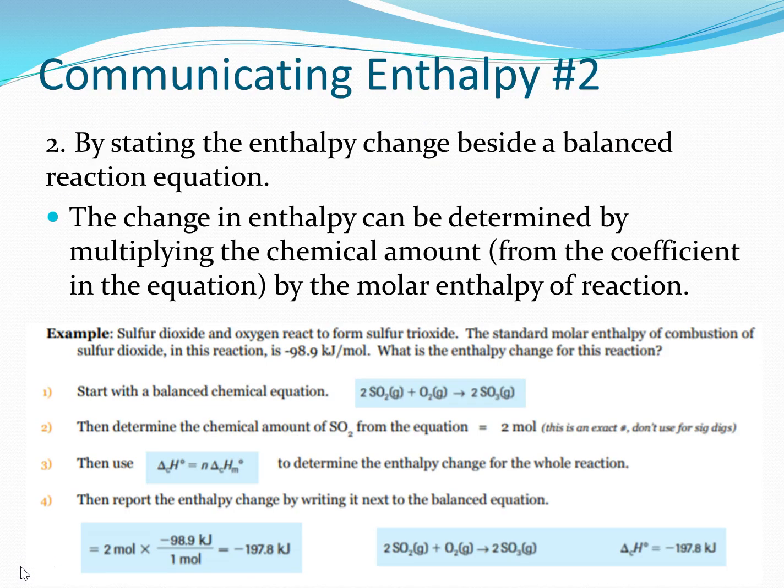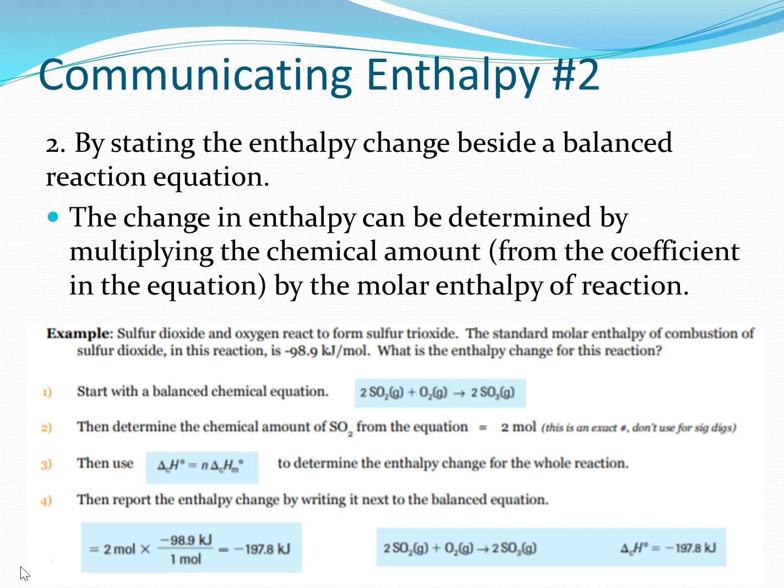The next way to communicate enthalpy changes is by stating the enthalpy change beside a balanced equation. While molar enthalpy is specific to a certain chemical in the reaction, this form of communication is for the overall reaction as shown. For this reason, the value may need to be adjusted. To do this, we multiply the chemical amount from the coefficient in the equation by the molar enthalpy of reaction.